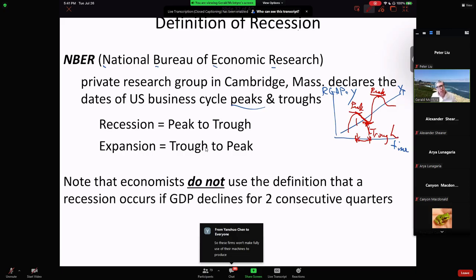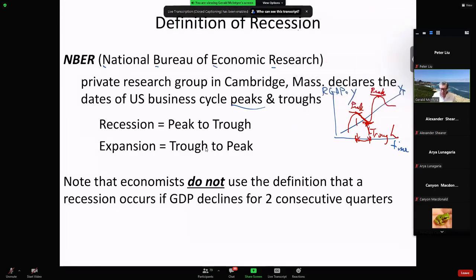Okay. Note one thing here, and it's come up recently in the business press: most economists do not use the definition that you often hear in the newspaper, that a recession occurs if real GDP declines for two consecutive quarters. The reason is a point that Alexander made earlier: there are recessions in which the economy has fallen off of trend, not performing up to its potential, even though the US economy has seemingly only gone sideways. Real GDP has not declined, but it hasn't kept up to its trend or potential growth.